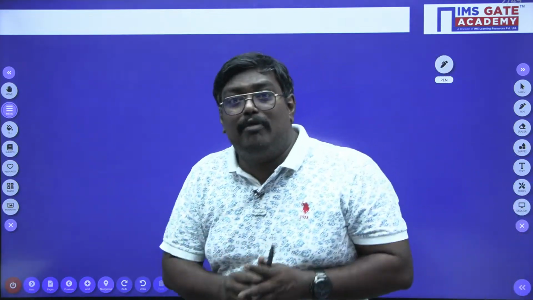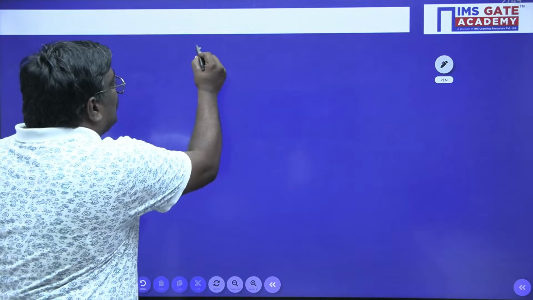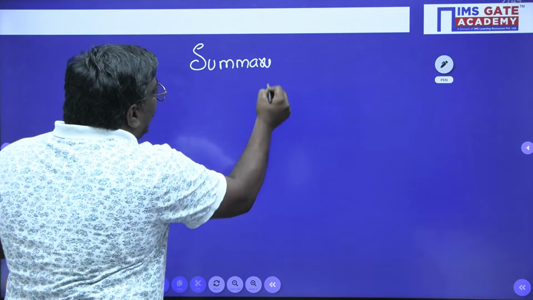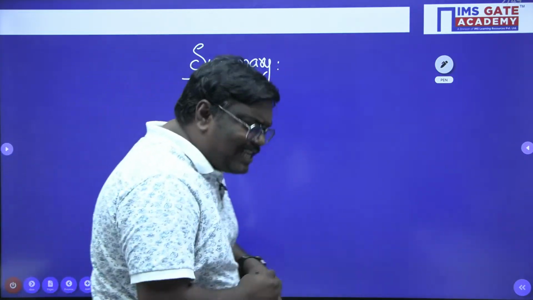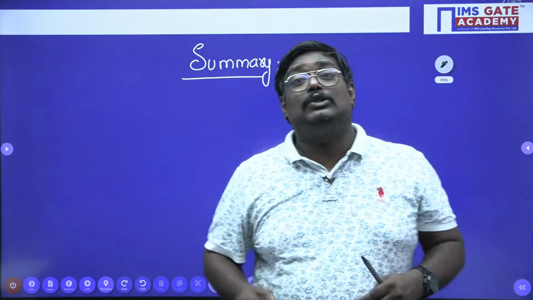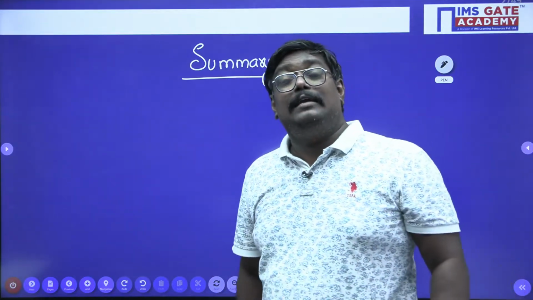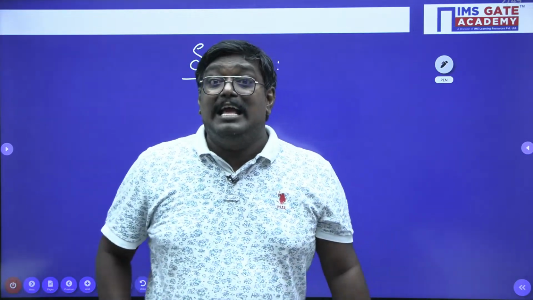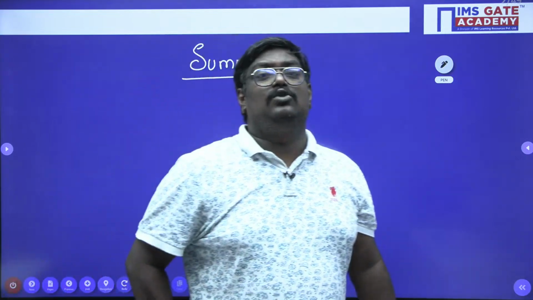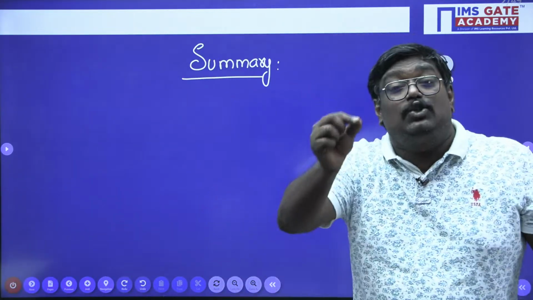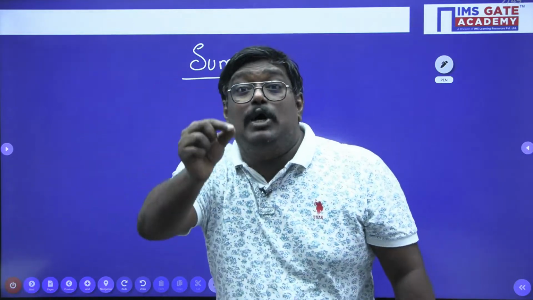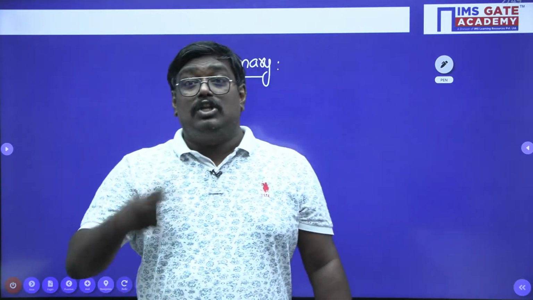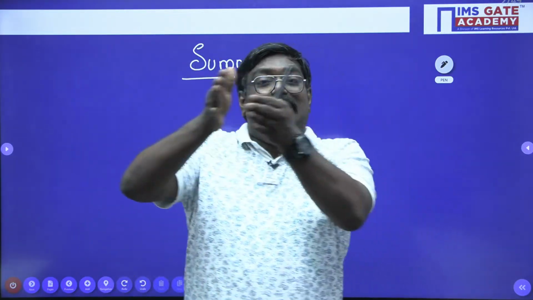As I told you, I'll give you a quick summary before moving into the problems. So what is soil classification? My dear students, we have classified the soil based on the size of the particle. A soil is said to be fine grain if more than 50% is passing through 75 micron. A soil is said to be coarse grain if more than 50% is retained on 75 micron. This is how we classify fine grain and coarse grain.